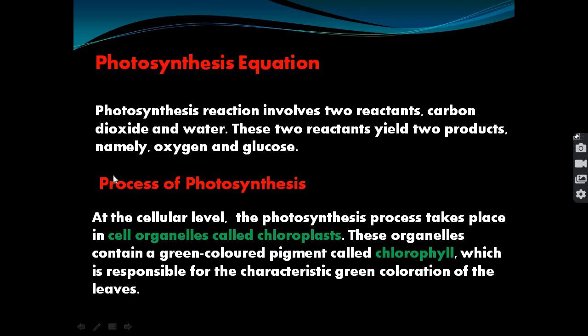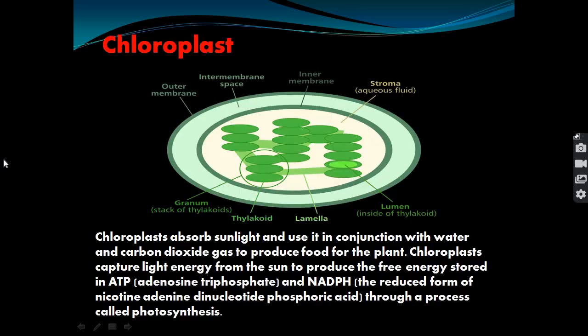Now, the process of photosynthesis. Where does this photosynthesis actually occur in the cell? At the cellular level, this process takes place in cell organelles called chloroplasts. So what are these chloroplasts? Chlorophyll-containing plastids are nothing but chloroplasts. These chloroplasts contain a green pigment called chlorophyll, which is responsible for the characteristic green coloration of the leaves. So leaves are green in color due to the presence of a pigment called chlorophyll.